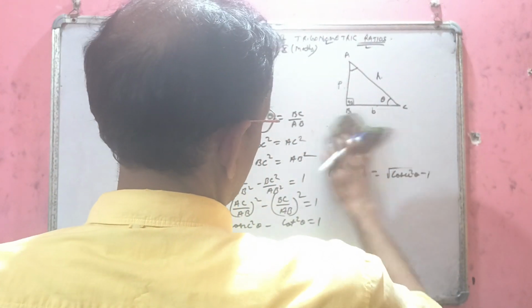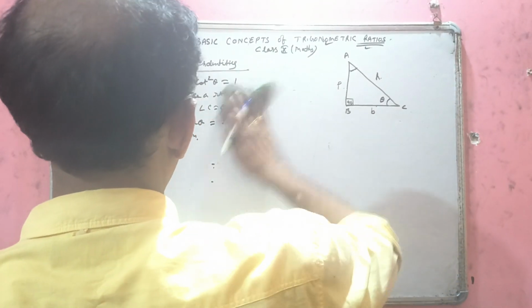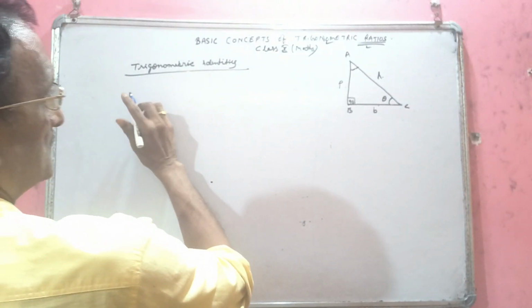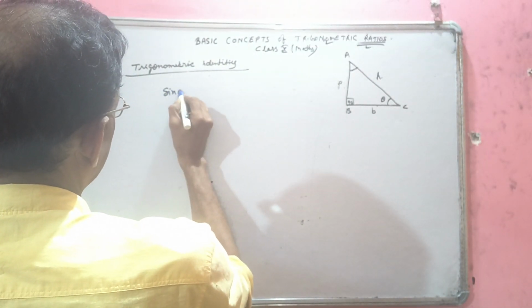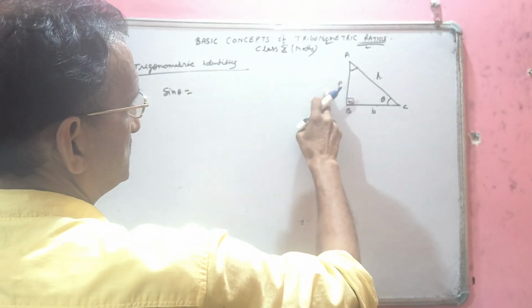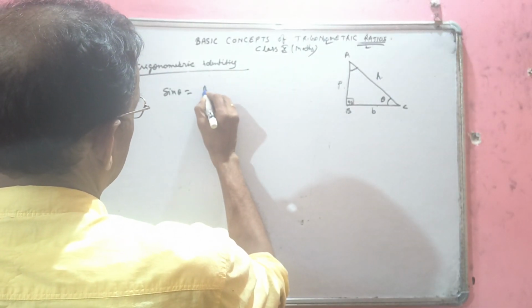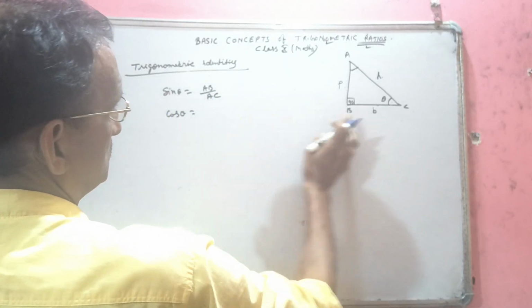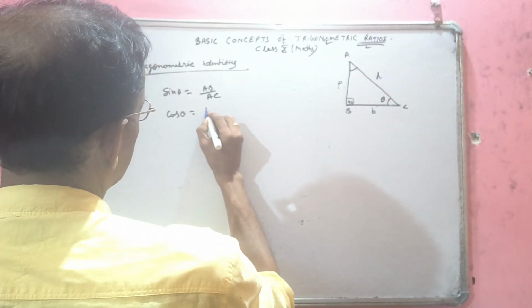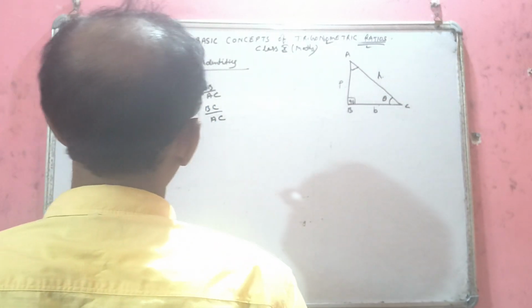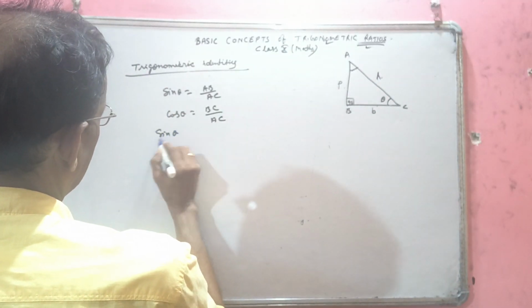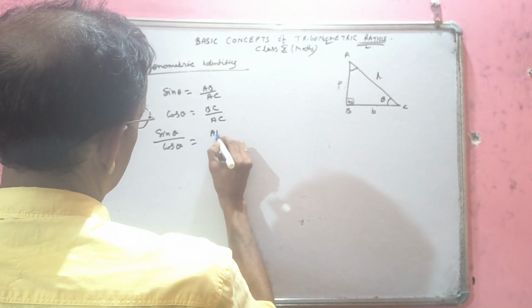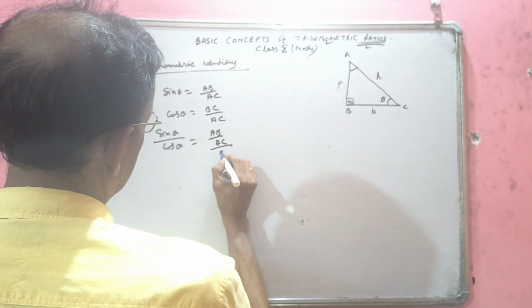One more thing, very important, I want to explain you. Now see here. What is sine theta equal to? Opposite side by hypotenuse, so AB by AC. What is cos theta equal to? Adjacent side by hypotenuse, so BC by AC. So what is sine theta by cos theta? You will get this by this. So AB by AC divided by BC by AC.